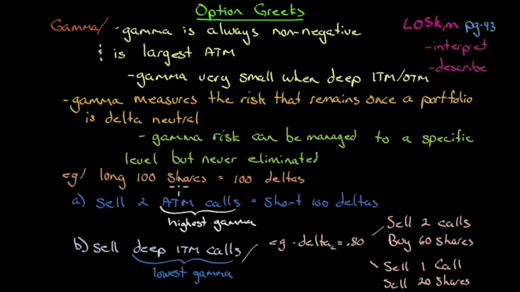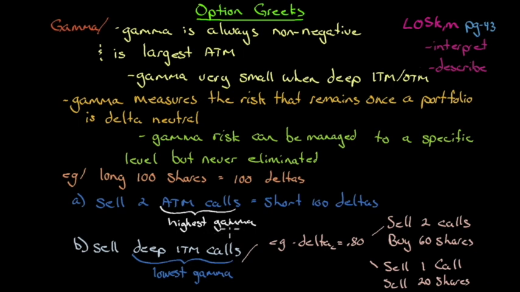Let me show you what I mean here. Let's say we're long 100 shares. We have 100 deltas. Let's say we sell 2 at-the-money calls, and you'll recall that I said an at-the-money call will have a delta of 0.5. Each option's for 100 shares. That's 50 deltas, and if we're selling 2, we'll be short 100 deltas. But the at-the-money calls have the highest gamma. Gamma is always non-negative and is largest at the money. So we're delta neutral, but we have very high gamma.